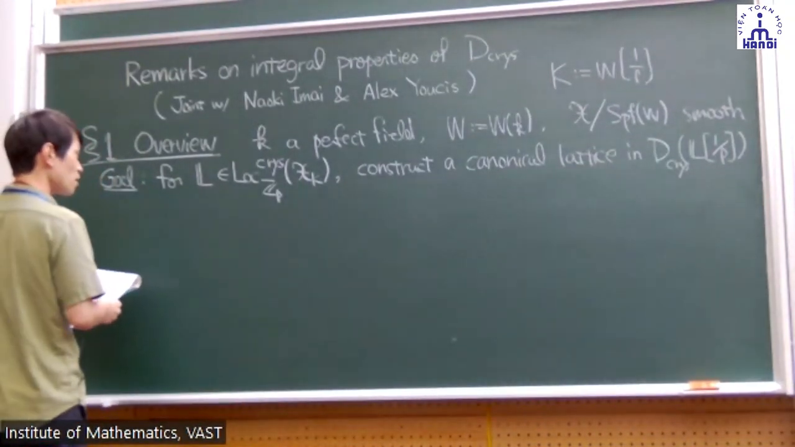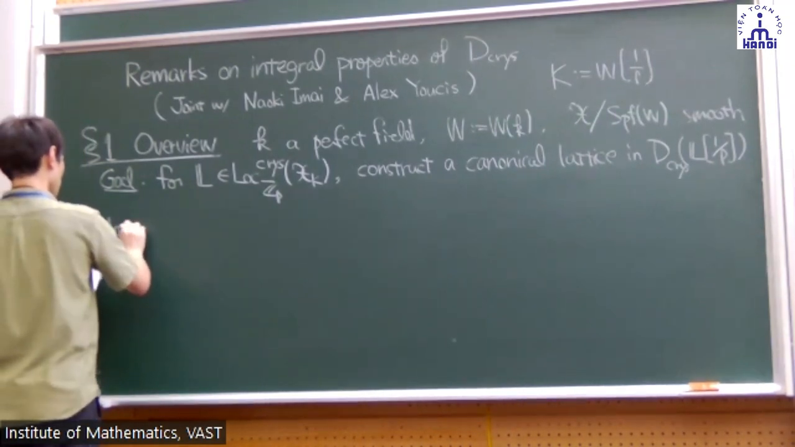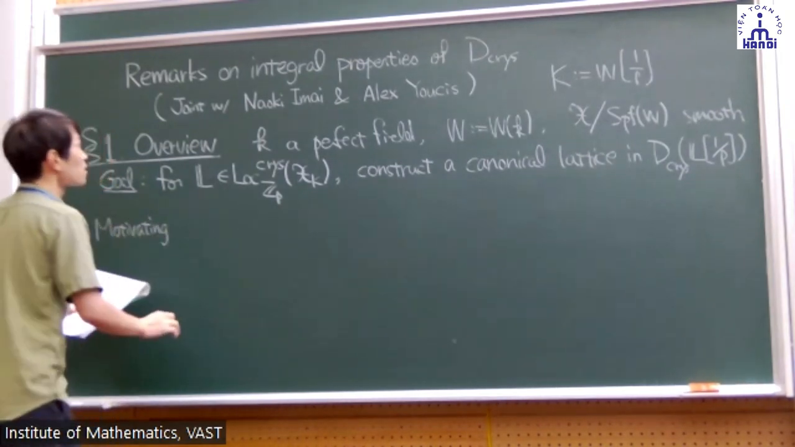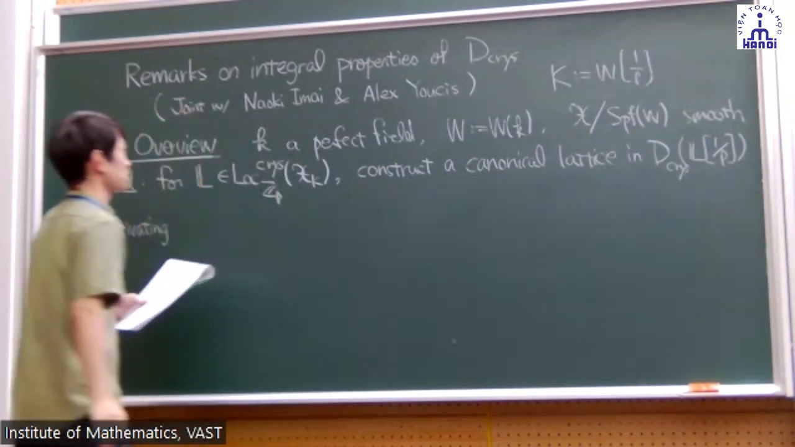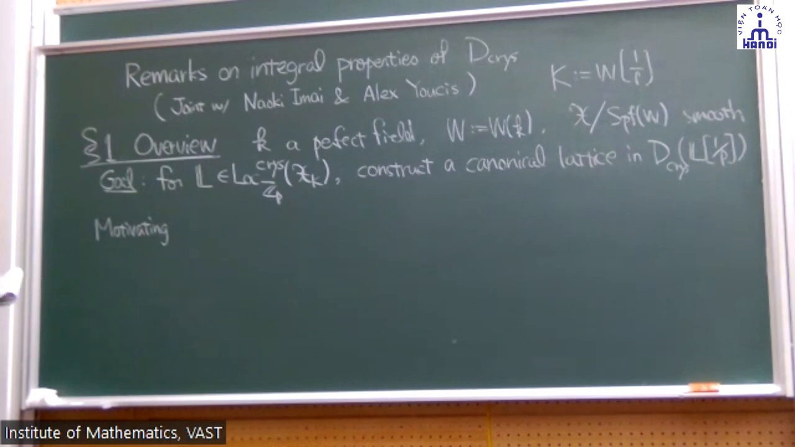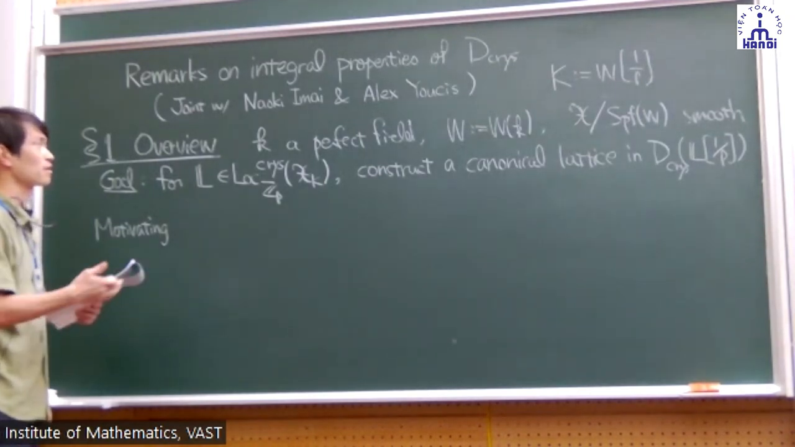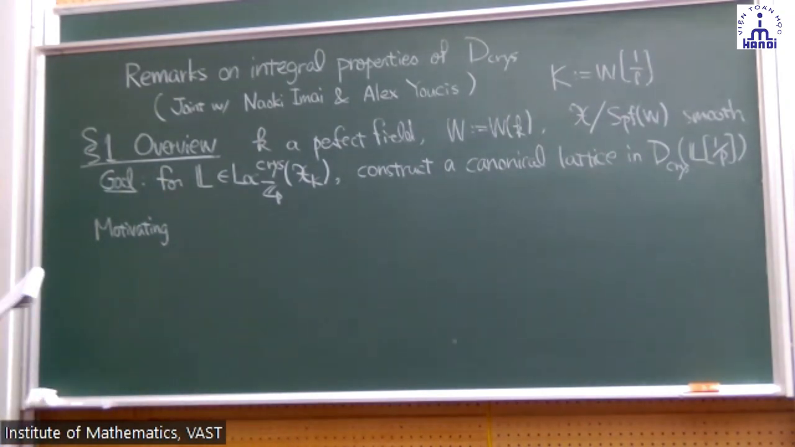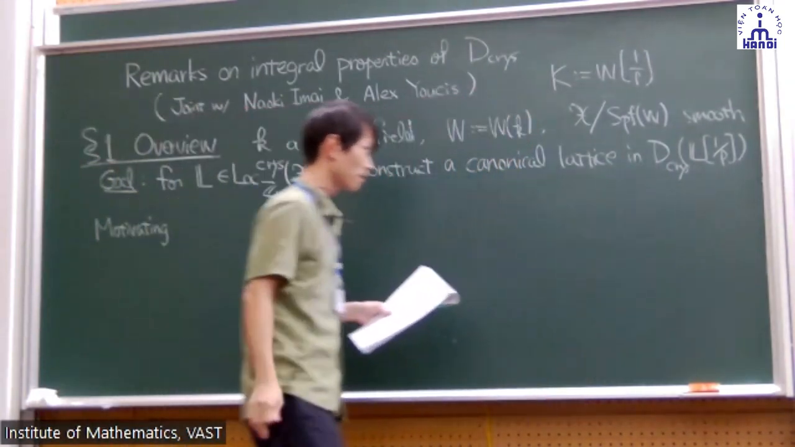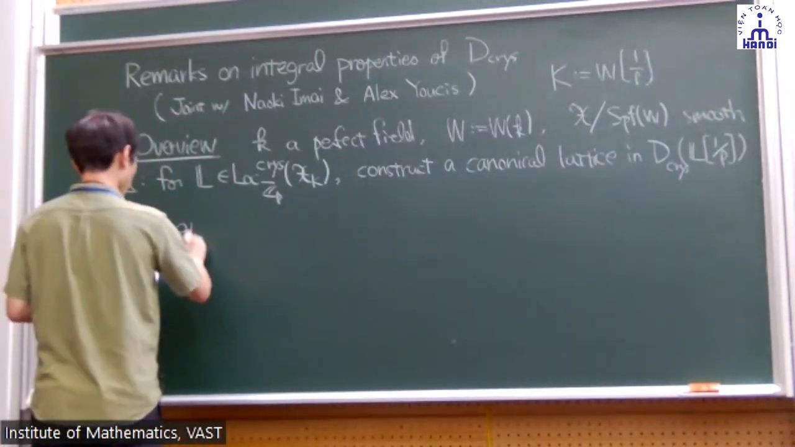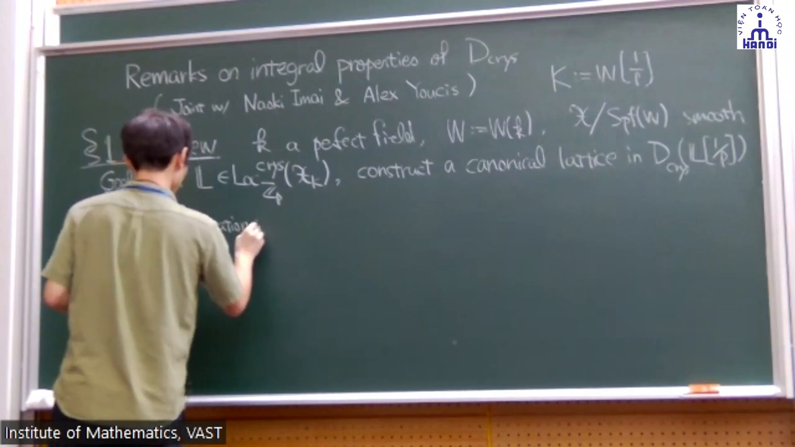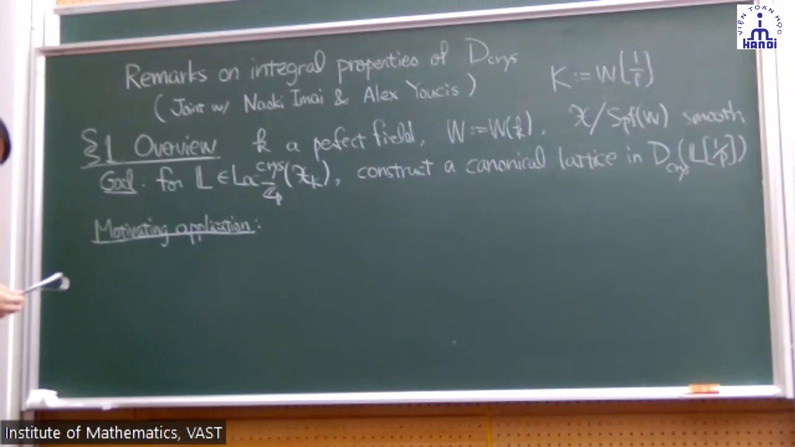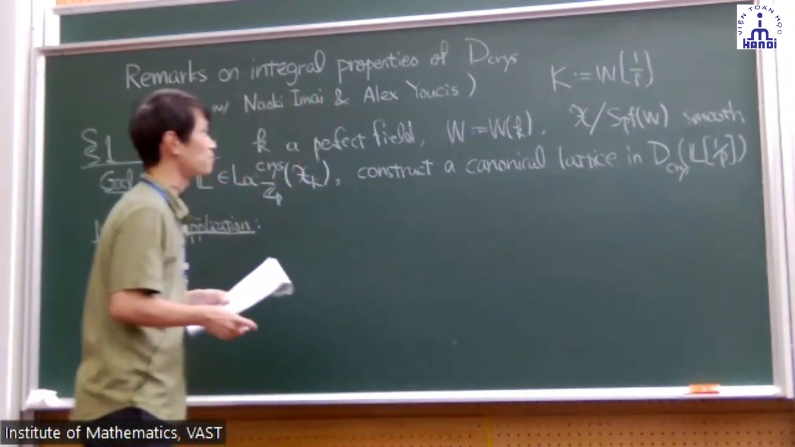And I will not talk about, like, this project with Naoki Imai and Alex Youcis is originally to construct something called prismatic realization on general varieties of abelian type with hyperspecial level. And in some discussion of that project, we needed this canonical lattice. So I mentioned that in a sentence. But for the details of this prismatic realization on general varieties, Alex will talk about it.